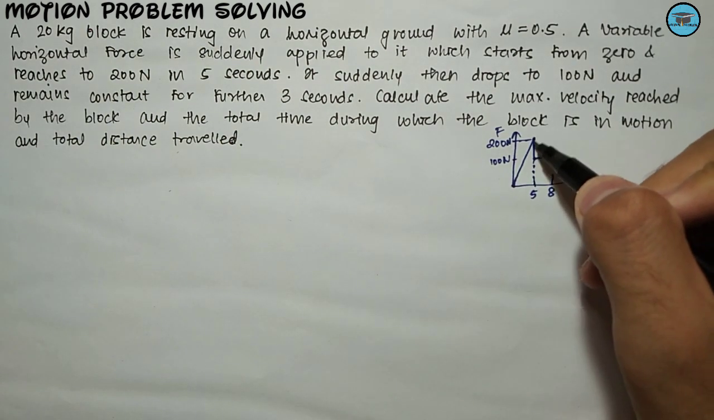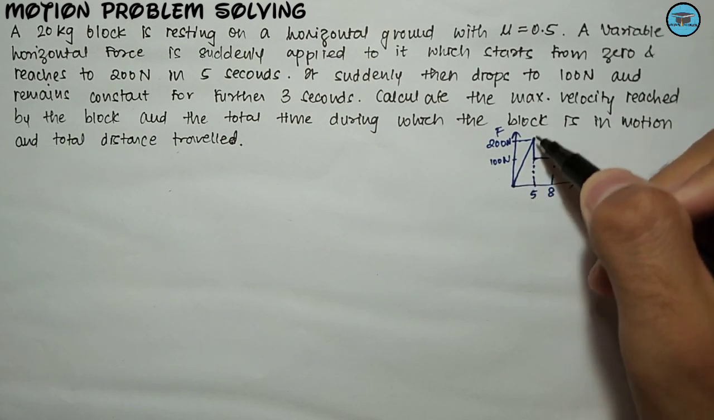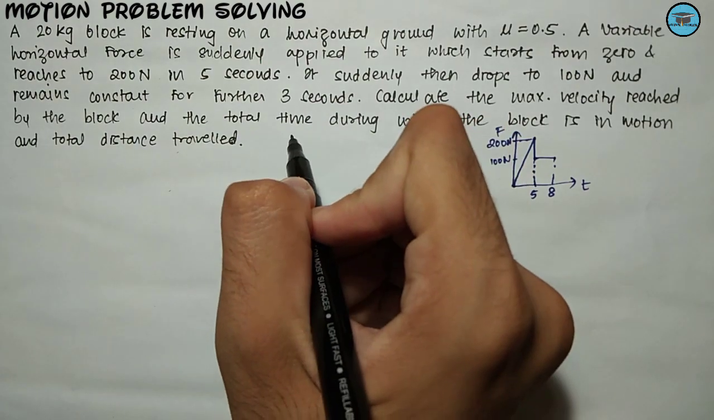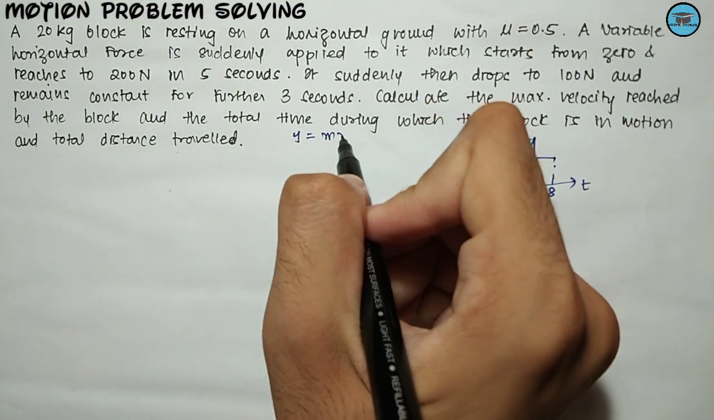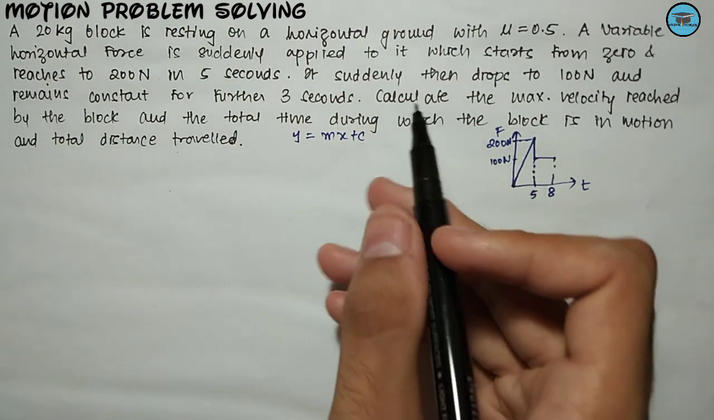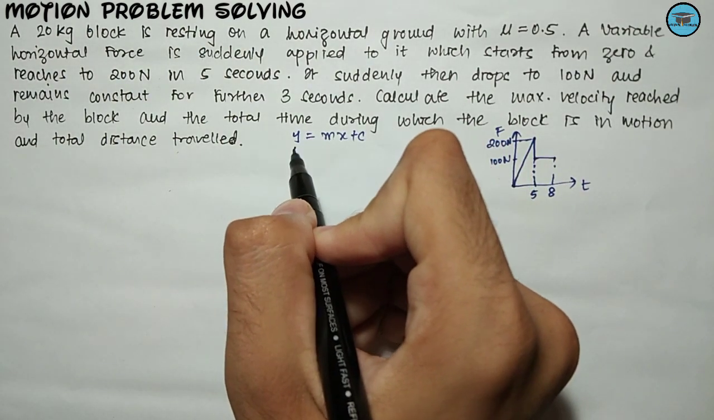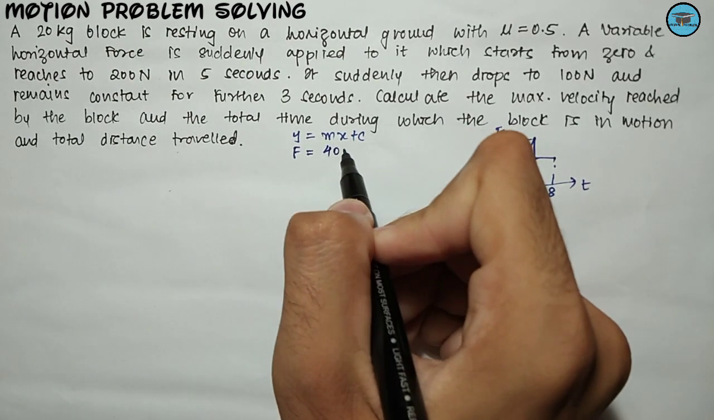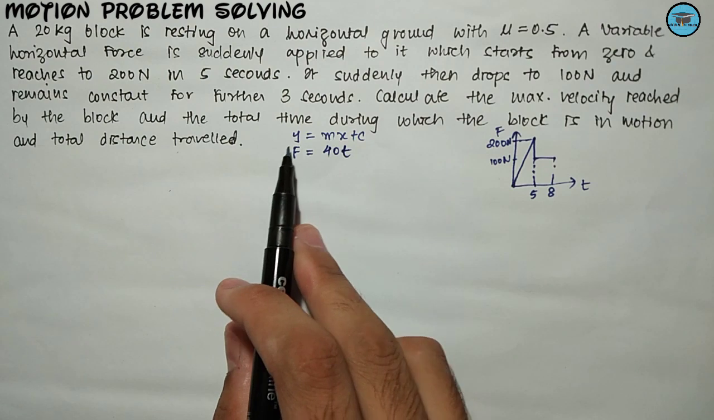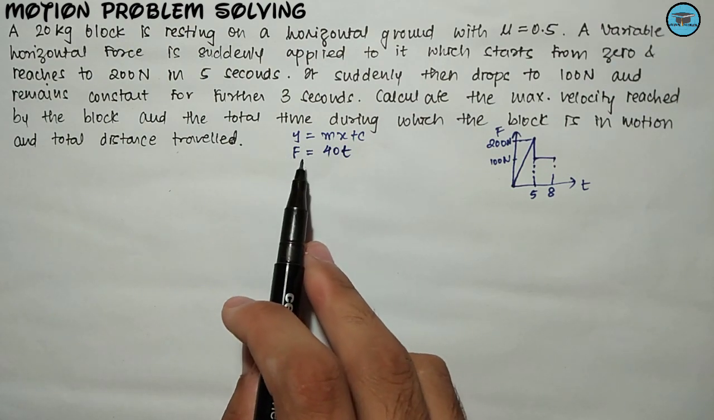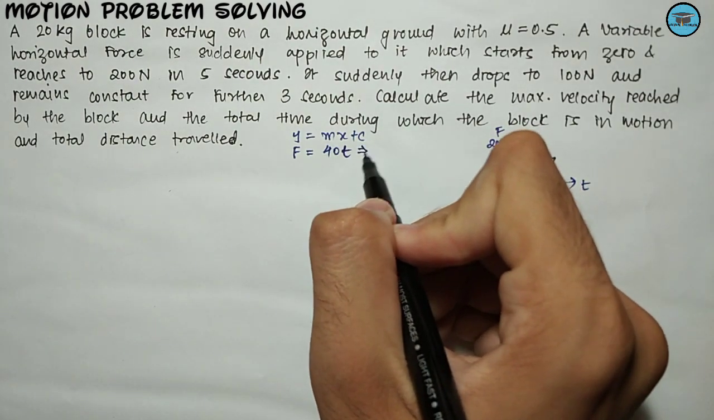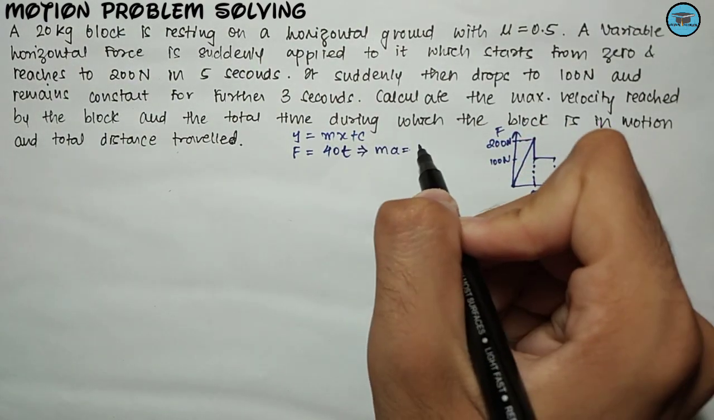Okay, so for this part of the graph, for the first 5 seconds, the force as a function of time can be given as y equals mx plus c, and the slope is nothing but the change in the y coordinate divided by the change in the x coordinate. So F equals 40t as c equals 0. So the force as a function of time is F equals 40t, but F is nothing but mass into acceleration. So mass into acceleration is 40t.